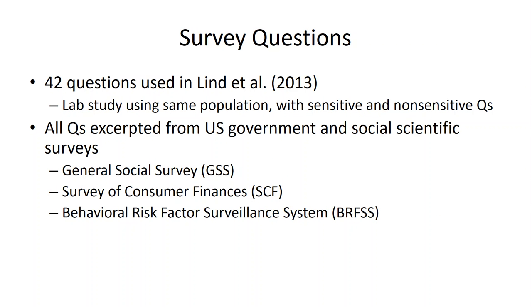The 42 questions were the same as those used in the Lindenthal study, using the same population of New York City Craigslist respondents, and consisted of both sensitive and non-sensitive questions. All questions were taken from U.S. government and social scientific surveys, like the General Social Survey, the Survey of Consumer Finances, and the Behavioral Risk Factor Surveillance System.